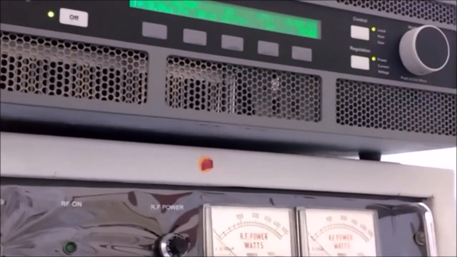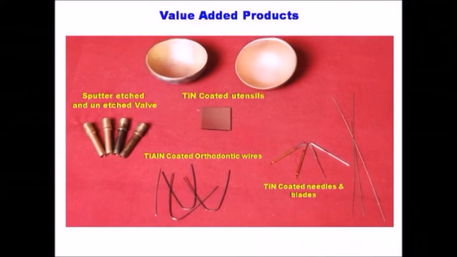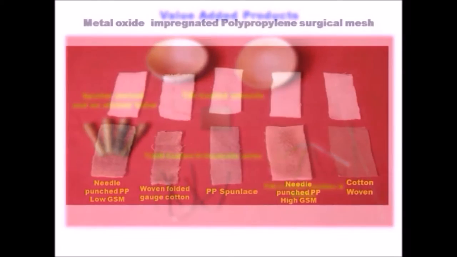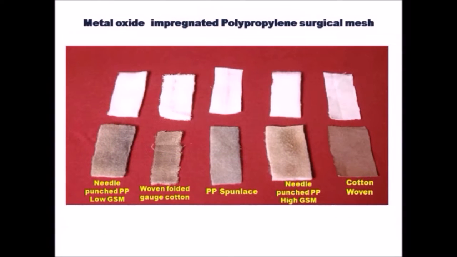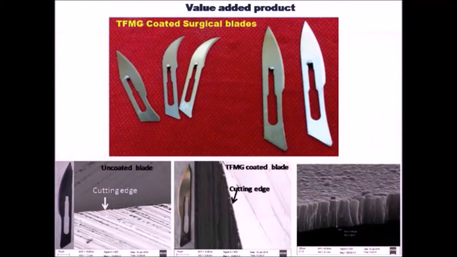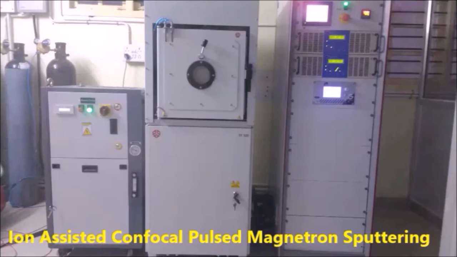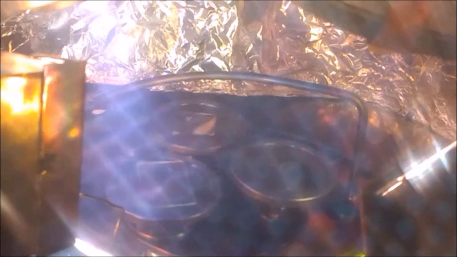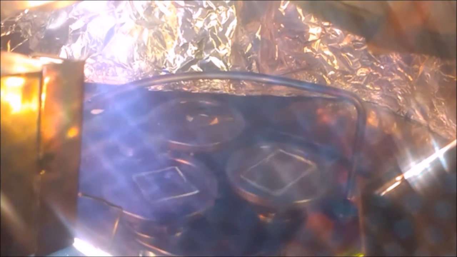We do coatings of transition metal nitrides and oxides in the form of single or multi-layers and nanocomposites on surfaces to improve their mechanical properties and biocompatibility for implants, antimicrobial properties of medical fabrics, diamond-like carbon, hard coatings for cutting tool applications, and thin film metallic glasses for surgical tools. Recently, we have added an ion-assisted confocal pulsed magnetron sputtering facility for doing co-sputtering.